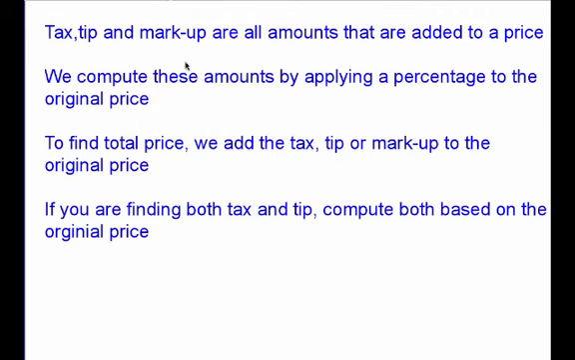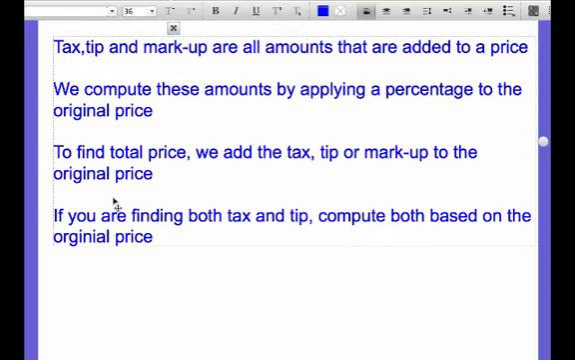It has a wholesale price that the company has to pay for it, and then they mark up the price by an amount so that they can make a profit when they sell it to you. And we can figure these amounts out by just applying a percentage to the original price. So to find the total price, we add the tax, the tip, or the markup to the original price. And if we're going to find both tax and tip, we compute them both based on, this should say original, based on the original price.